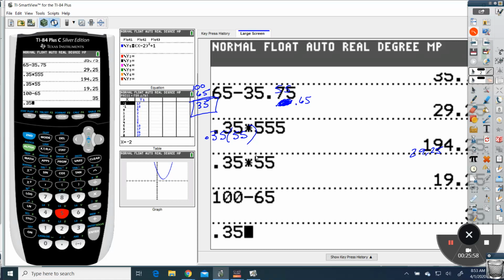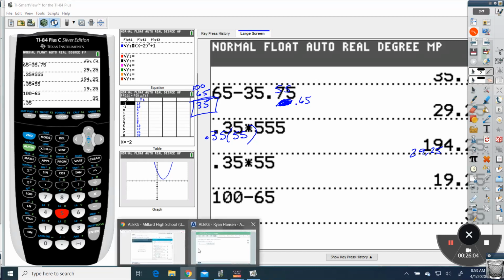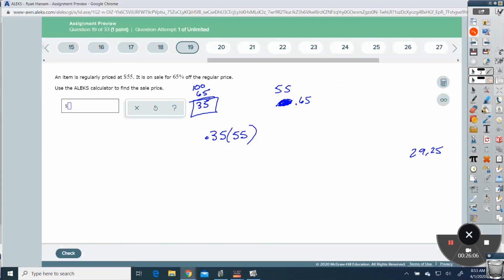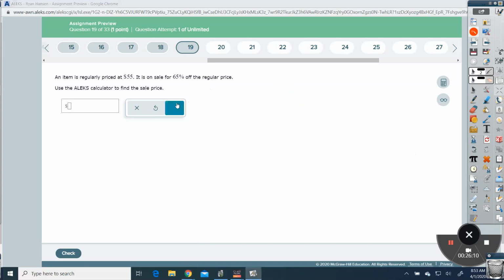No wonder. Hold on, I gotta go back to my question. Now I'm all sorts of confused. So the original price was $55 and it was 65% off.